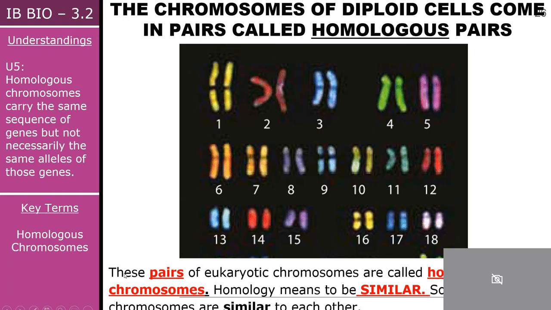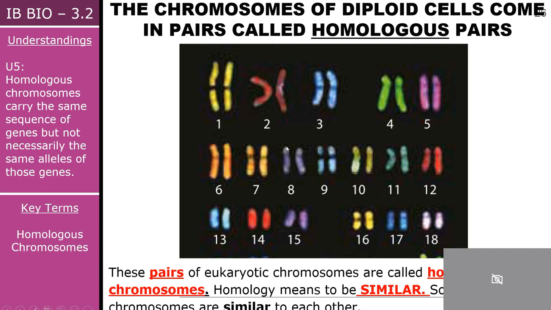For your notes, just write in that these pairs, because it's always 2, these pairs of eukaryotic chromosomes are called homologous chromosomes. And all homology means, that homo there, it just means similar. So for a homologous chromosome, that means that these are similar chromosomes. And you can tell that just by looking at them. They look similar to each other, right? So this one looks similar to that one, 17 looks similar to this one, 11 looks similar to its homologous pair, okay? So that's what homologous is.